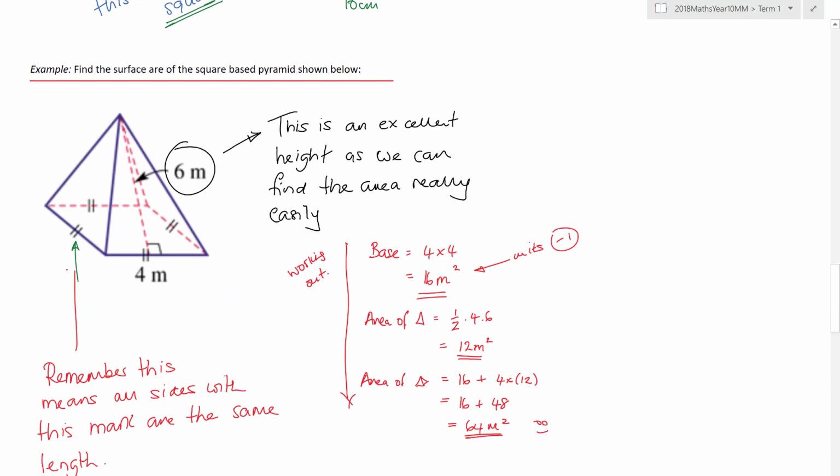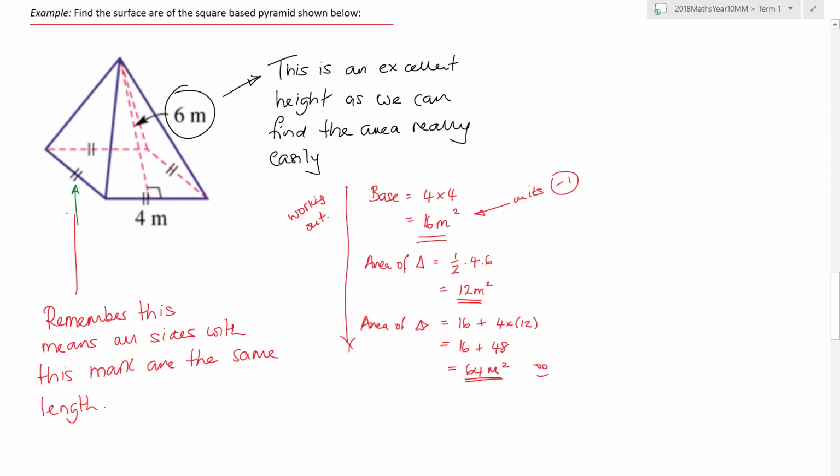So here's an example. Find the surface area of the square-based pyramid shown below. This question was taken from a Cambridge Essentials textbook, and because that's what I'm teaching to, it's the easiest to use. No infringement of copyright was intended.